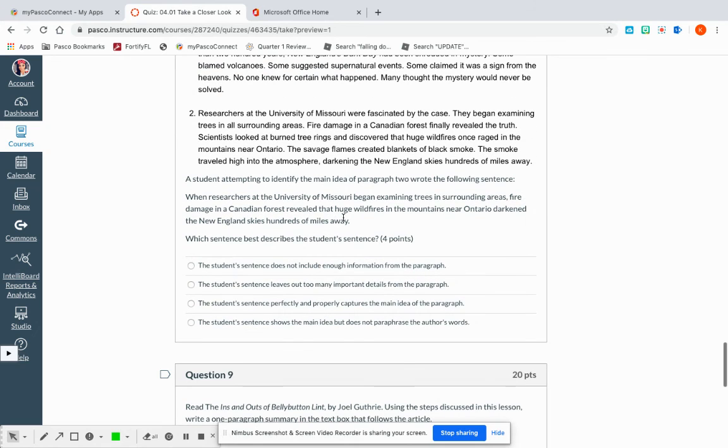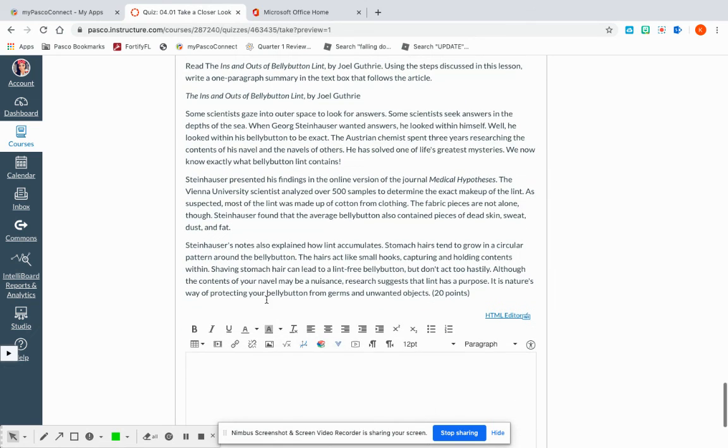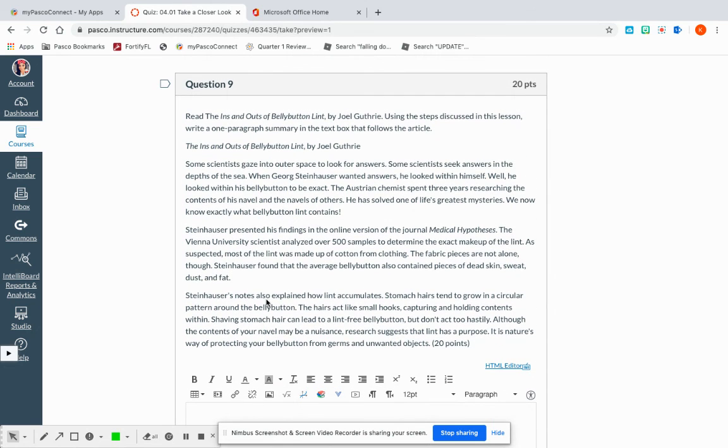And then this is going to be which sentence best describes the student sentence. So if you look right here, a student attempting to identify the main idea of the paragraph 2 wrote the following sentence. So here is the student's sentence. And they want to know which sentence best describes that. And then question 9 is where you're going to write your objective summary.